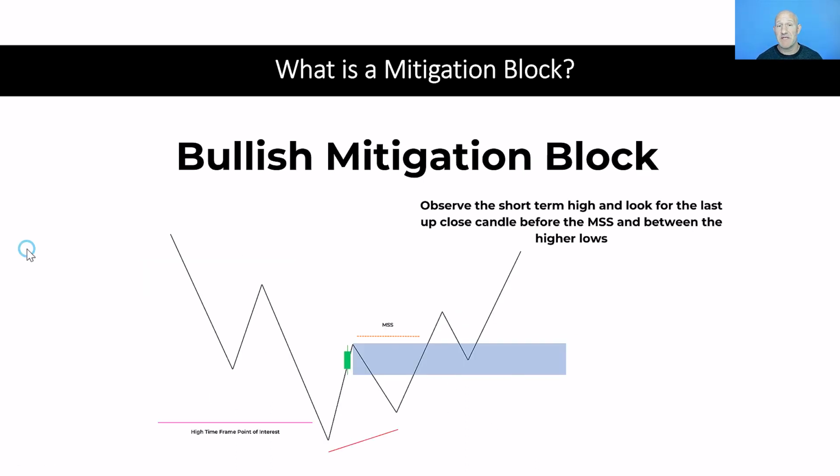Now, as you'd expect, our bullish mitigation block is essentially the same thing, just the reverse. So we have our high time frame point of interest. That would be a higher time frame low or a source of liquidity.